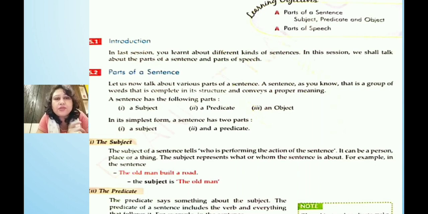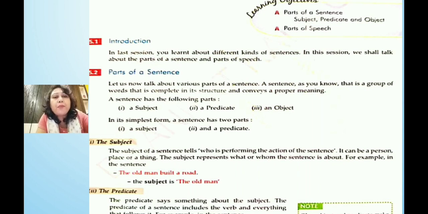Now first let us know what is the subject. The subject of a sentence tells who is performing the action of the sentence. It can be a person, a place or a thing. The subject represents what or whom the sentence is about. For example, in the sentence, the old man built a road. Here the subject is, who is building the road? The old man. So here the subject is the old man.